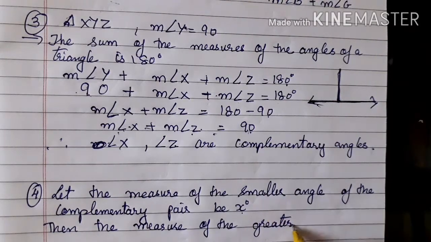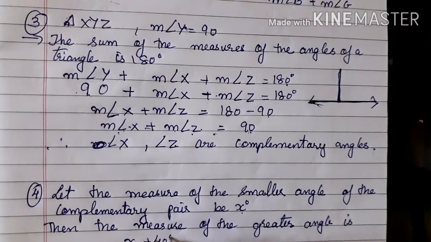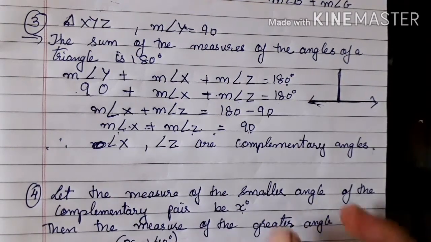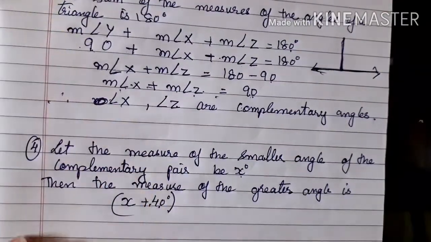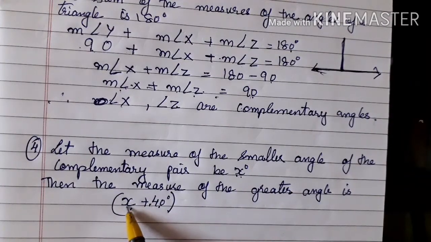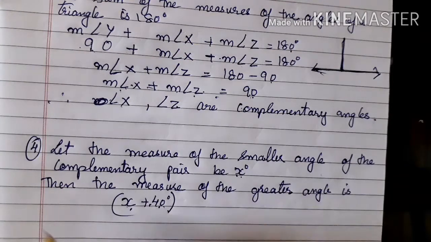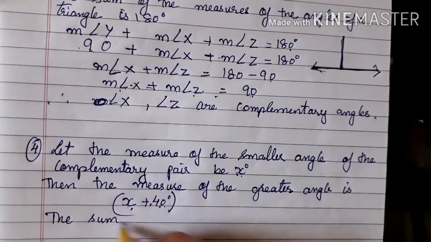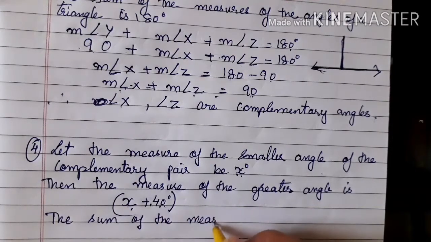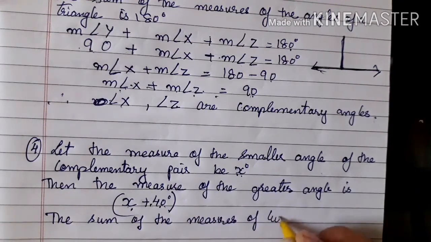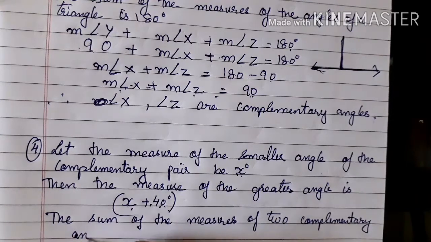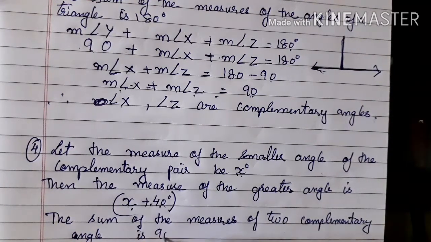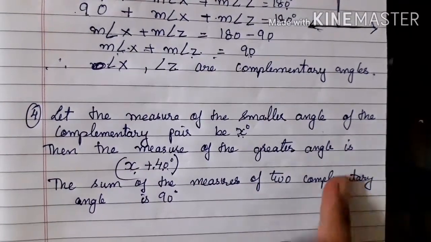So you all have to take the smaller angle as X, and the greater angle is X plus 40. Why 40? Because they have said that the difference of the complementary pair is 40 degrees. So we are taking X as the smaller angle and X plus 40 as the greater angle. After this we have to write: the sum of the measures of two complementary angles is 90 degrees, right? A complementary pair is 90 degrees.